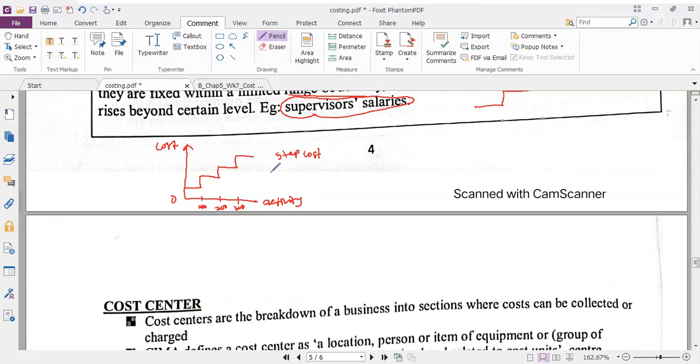Okay, supervisor salary. Contohlah kalau supervisor tu kan dia pantau pekerja kan. Okay, dekat line production. Okay, kalau pekerja tu dia buat kerja lebih masa, supervisor pun kena buat lebih masa juga sebab nak pantau. Okay, at a certain level dia akan bertambahlah gaji supervisor tersebut. Okay, lepas tu dia fix balik. Lepas tu ada masa dia naik lagi. Macam tu lah, itu maksud dia step cost. Right, class?